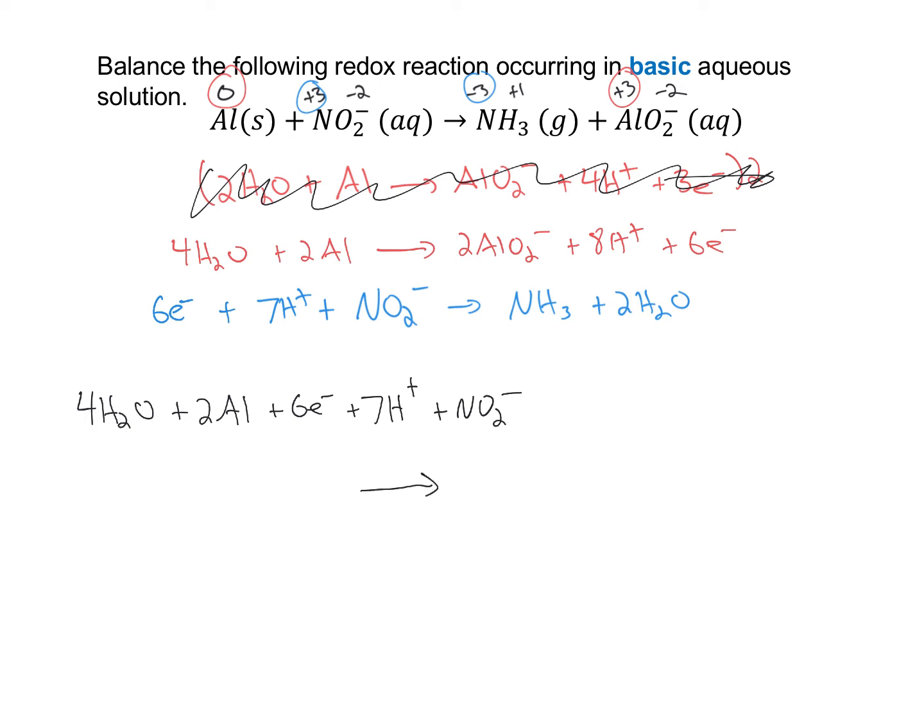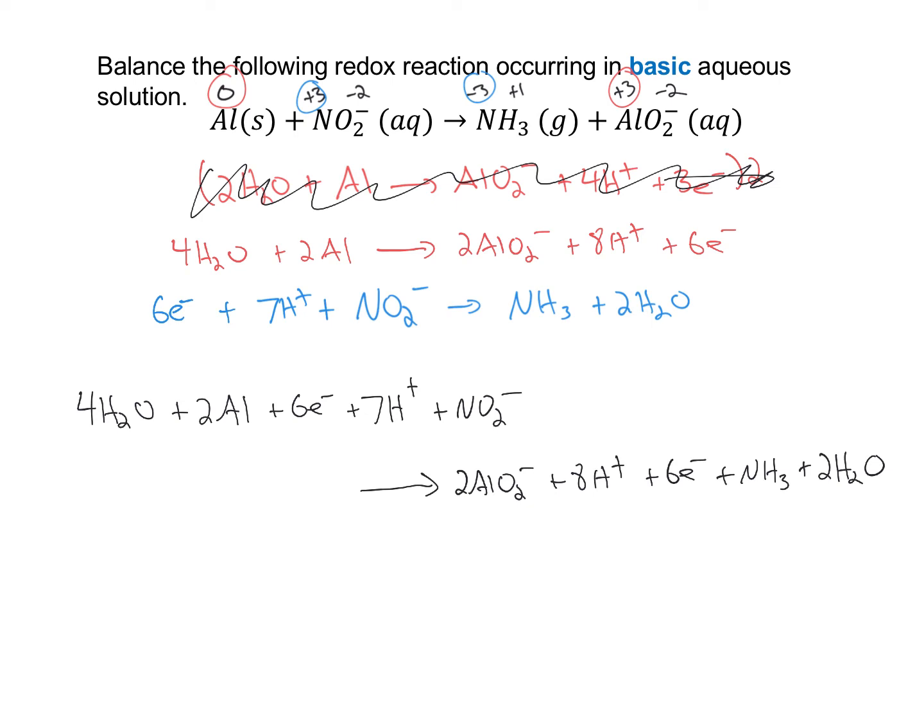On the products, I'll have 2 AlO2 minus, 8 H plus, 6 electrons, and ammonia, and 2 waters.